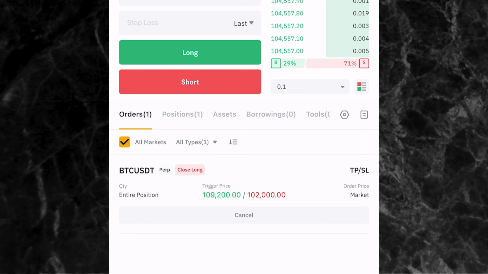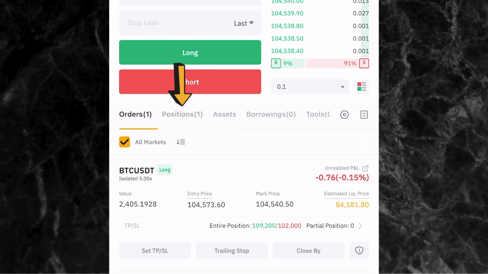But for the actual trade, you come under positions right here. And this is where you'll be able to see the trade you are actually taking. So you can see right here, this is the coin we are taking, which is BTC USDT, and we are longing. And the margin we are using is isolated, and the leverage we are using is 5x leverage. Now, if you come here to where you have the entry price, so this is the entry price to show you. So we enter the trade at $104,573.